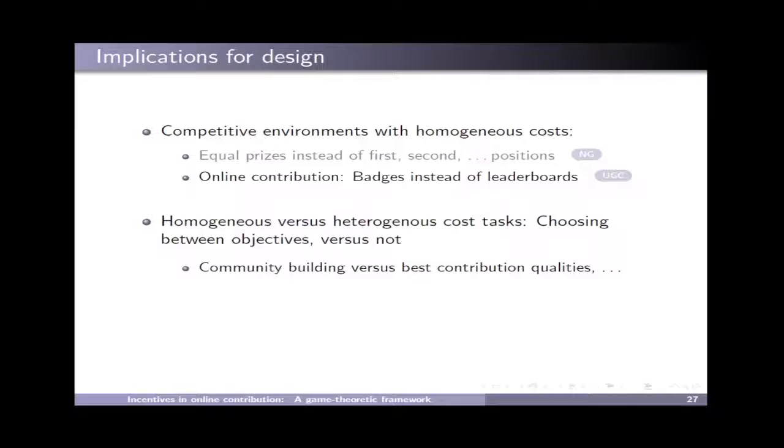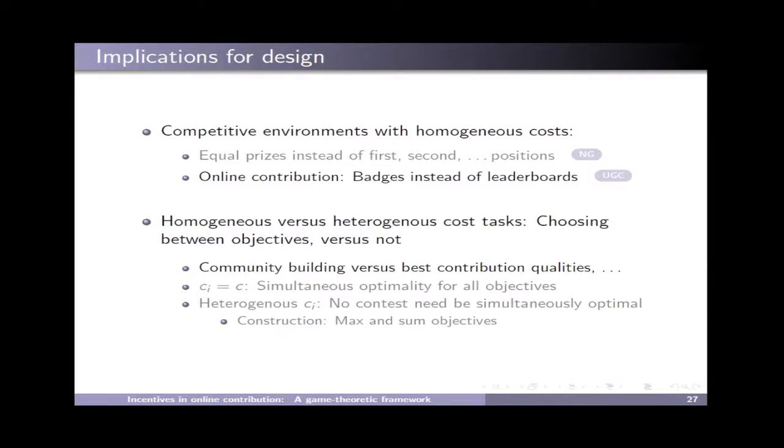There's also another kind of design implication. So for example, if you are someone who owns a website where tasks are perceived as equally costly by all users, it turns out from the equilibrium analysis that pretty much every objective is maximized by the exact same contest. Which contest, of course, differs depending on the parameters, but you don't have to choose between objectives. So for instance, if your objective was the max objective, corresponding to quote-unquote getting excellent content, versus if your objective was build a community, get a large number of contributions, you don't have to make a choice. On the other hand, if you're in a heterogeneous cost environment, it turns out that these objectives are not maximized by the same structure.